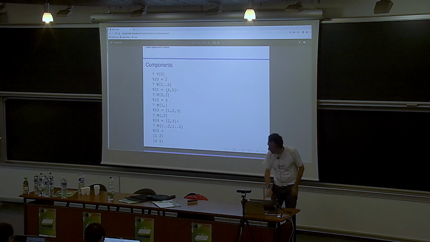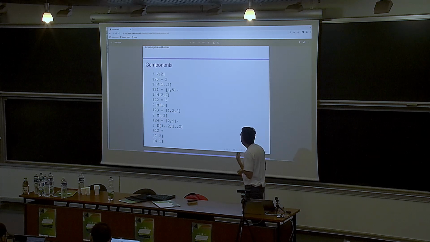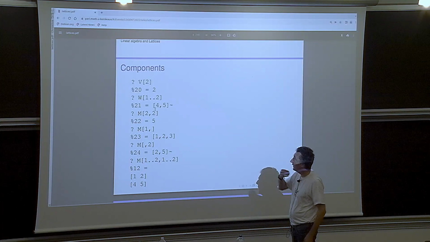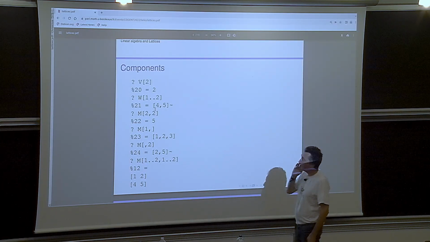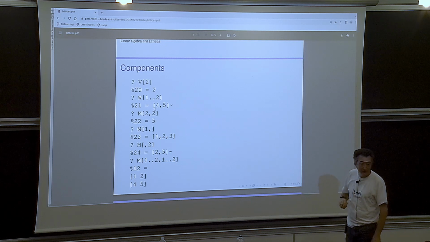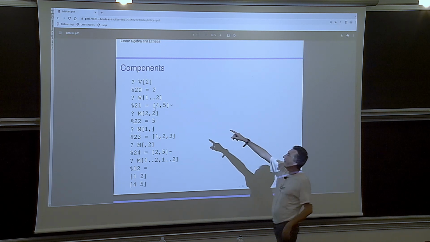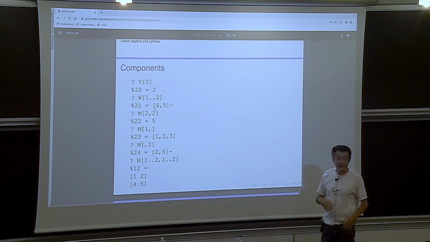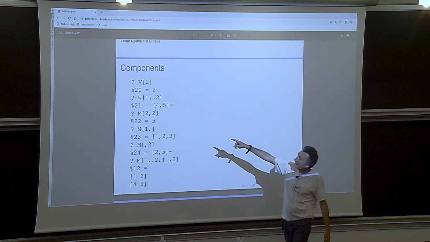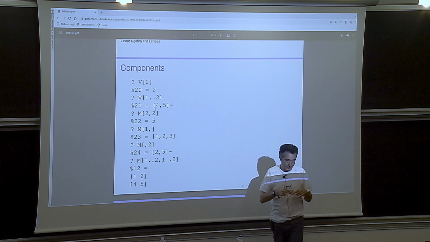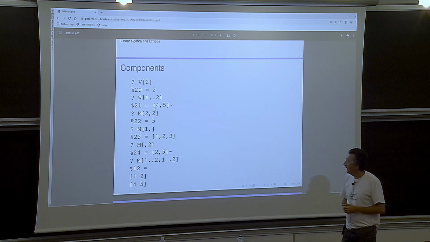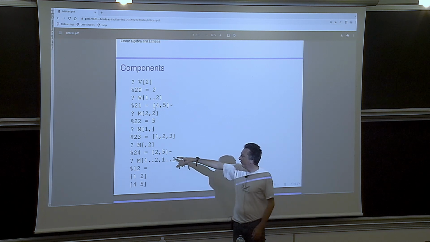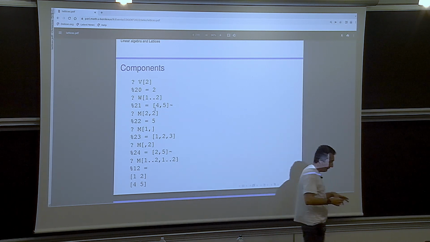Okay, so now to get components of the vector, you do v[2] to have the second component, for example. If you need several components at once, you can extract them using v[1..2], meaning I want components from 1 to 2. So we get a subvector of the vector. For a matrix, you have to put [2,2] to get the element. But you can also ask for a line or for a column or for a submatrix by specifying a range.